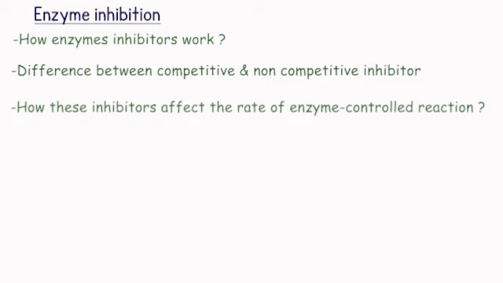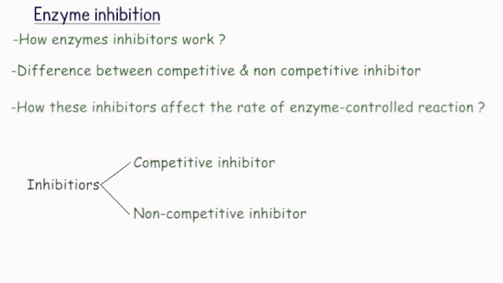Now, this process is essential for regulating metabolic pathways, controlling the amount of products produced, and maintaining some sort of balance within our cells. Okay, now there are two main categories of inhibitors, and these are competitive inhibitors and non-competitive inhibitors. Now, under non-competitive inhibitors, there are two categories, and these are reversible inhibitors and irreversible inhibitors. Okay, now I'll start with competitive inhibitors.